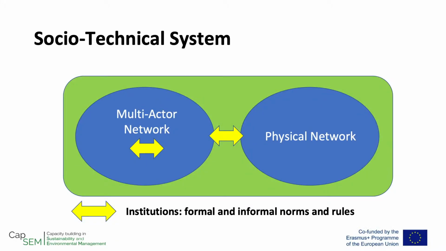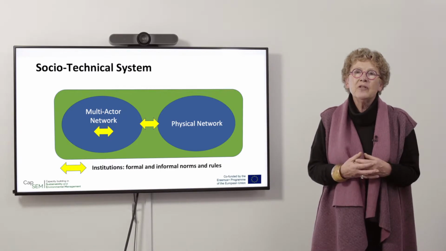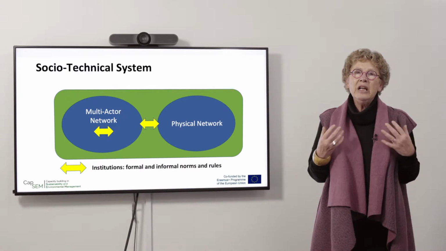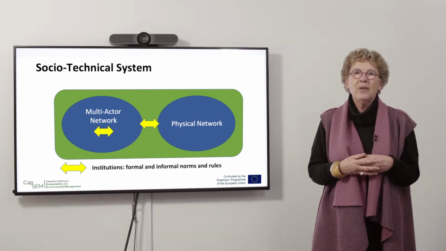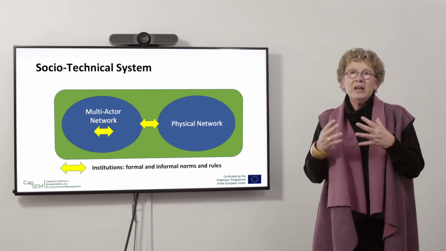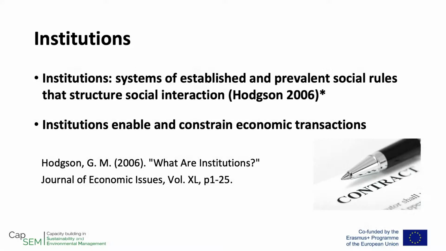You can think of the physical network as governed by causal relationships, which are defined by the laws of nature, whereas the social network is governed by intentional relationships. Actors in the network each have their own goals and strategies. Interactions within the social network and actors' interactions with the physical network are shaped by institutions. Institutions are defined as systems of established and prevailing social rules that structure social interactions.